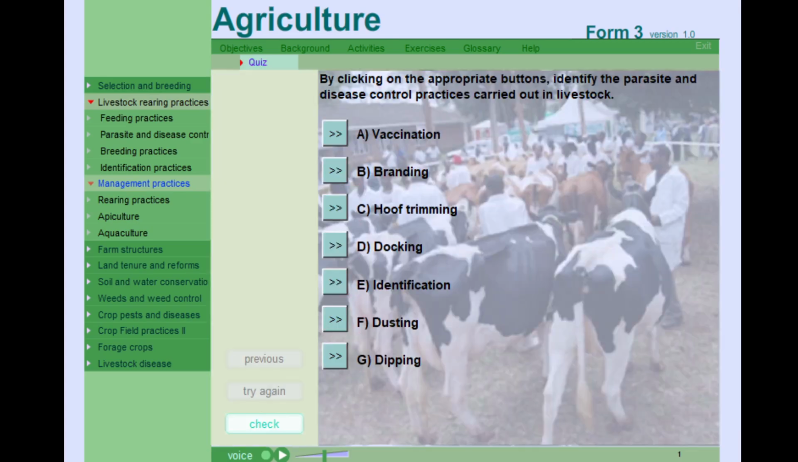By clicking on the appropriate buttons, identify the parasite and disease control practices carried out in livestock.